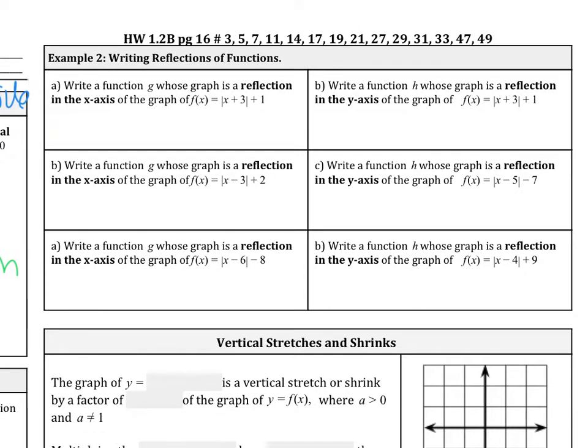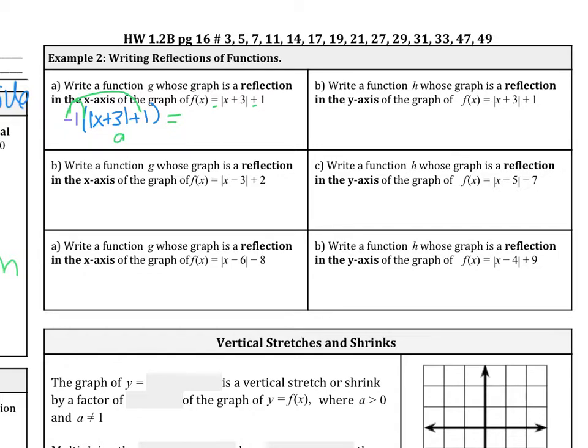Writing reflections of functions. Write a function g whose graph is a reflection in the x-axis of the graph of f of x equals absolute value of x plus 3 plus 1. To do this, you're multiplying a negative to the entire function of x plus 3 plus 1. I said earlier, you have to distribute to the front and to the back. What that means is it just changes the signs to the front and the back.